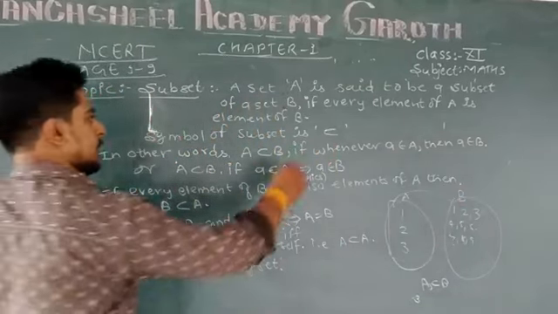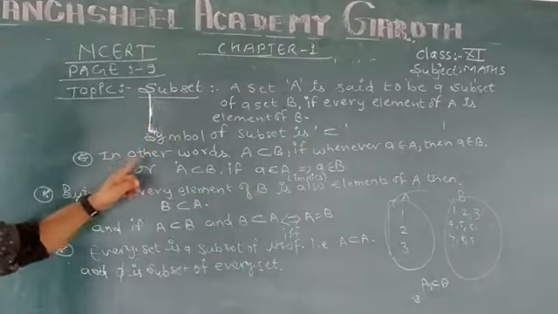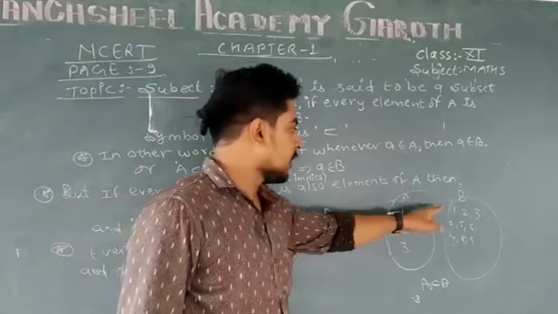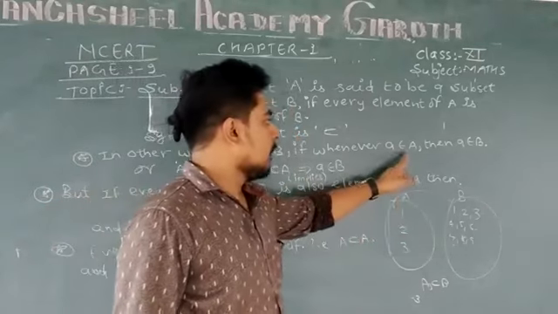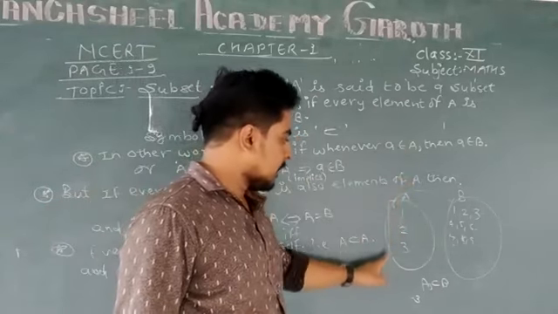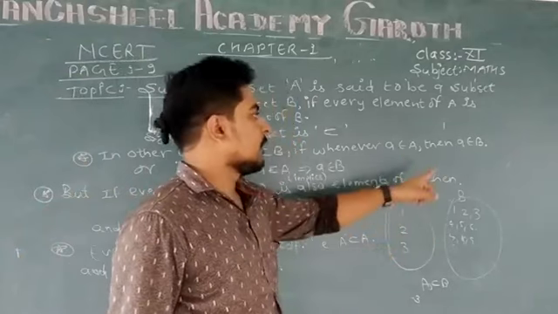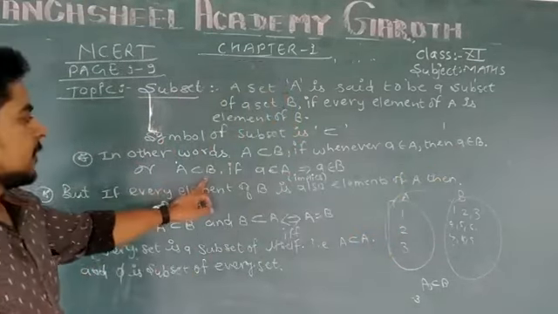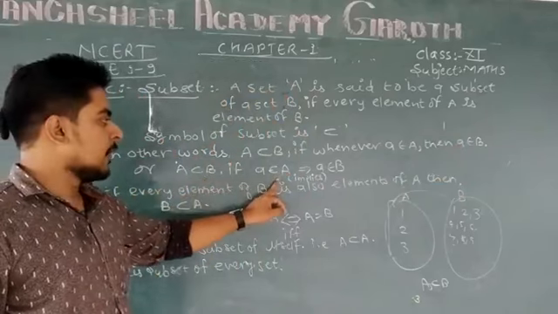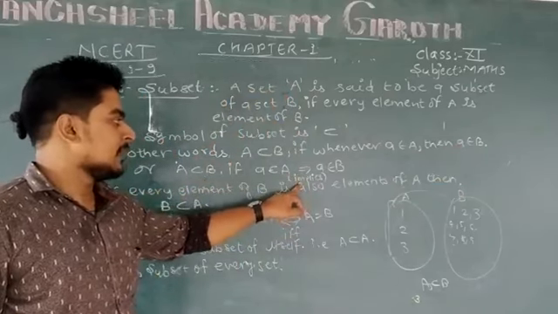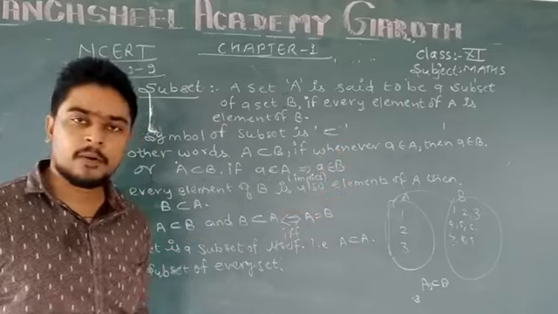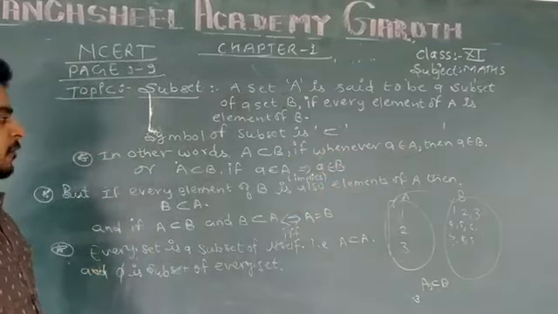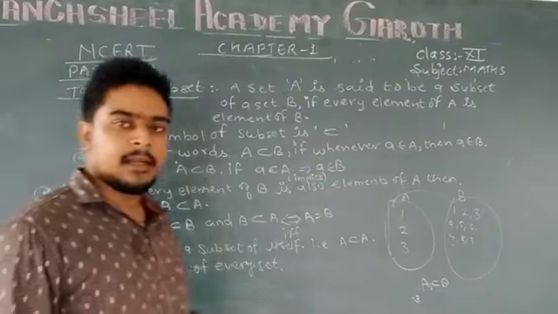You understood that it is the symbol of subset. In other words, A is a subset of B. A will be a subset of B whenever, for all a, every element in A is also an element of B. A is a subset of B if a belongs to A, then this implies that a will also be an element of B.